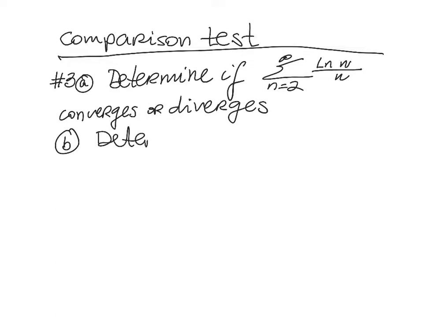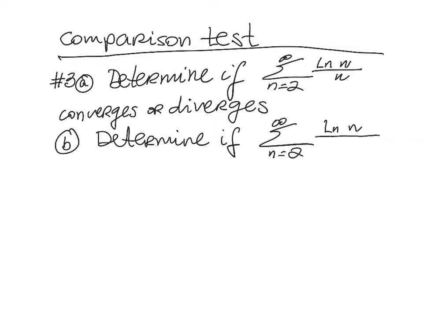Problem part B, determine if the series summation from, again, 2 to infinity, because if we plug in 1, we just get a 0. So 2 to infinity, ln of n over n to the 5th power converges or diverges. Likewise, we can use the integral test also here.